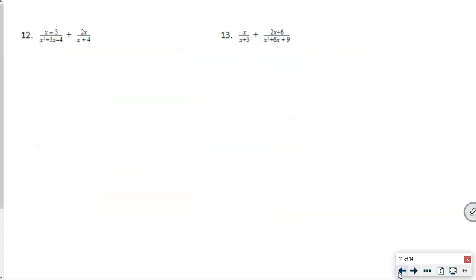So it went 2 ahead. So let me go back one. Yep, sorry, right there. Okay, so now number 10. This time we don't have anything in either denominator that's common. So what we're going to have to do is multiply both the numerator and the denominator by the opposite denominator.